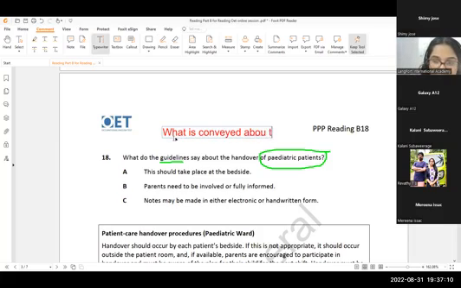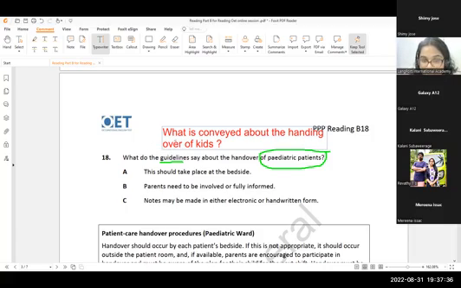about handing over of pediatric patients. I'm just saying, kids means pediatric patients. So what is conveyed about the handing over of kids in the guidelines? All of you, take a second. Look at the analysis of the question.